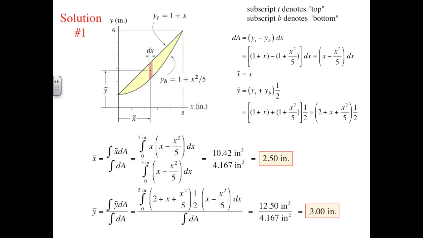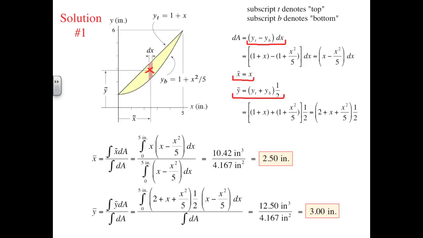The height is just the difference between the top and bottom bounding curves, so our differential element dA can be written as the difference between the top and bottom boundaries times dx. The tilde coordinates in our integral expressions represent the center of the differential element, which is now right here. Since every material point within the strip has the same x coordinate, x tilde is just x. Just as with a rectangle of finite height, y tilde is in the middle of the rectangle, and this is a simple average of the top and bottom boundaries.